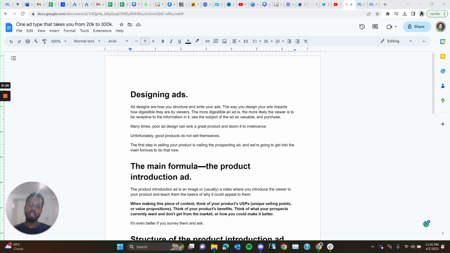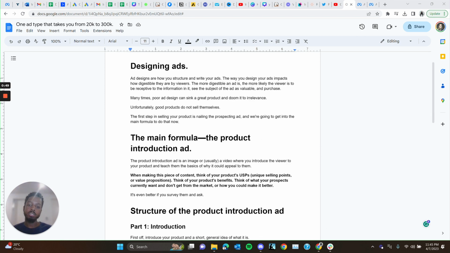Now, ad designs are how you structure and write your ads. The way you design your ads will impact how digestible they are by viewers and how much a person can understand the ad. And that's important because the more they understand it, the more they can buy, right? Confused people are not going to spend their money. So you want people to understand your advertising so they can then make a good decision for themselves.